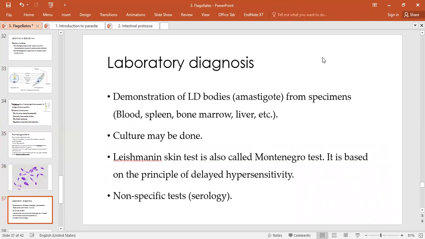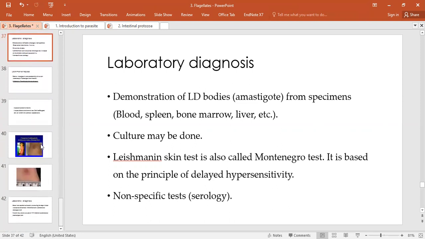The laboratory diagnosis is by demonstration of Leishmania donovani bodies, amastigotes, from specimens of the blood, spleen, bone marrow, and liver. Culture may be done. The Leishmania skin test is also called the Montenegro test. It is based on the principle of delayed hypersensitivity. There are also non-specific serological tests.